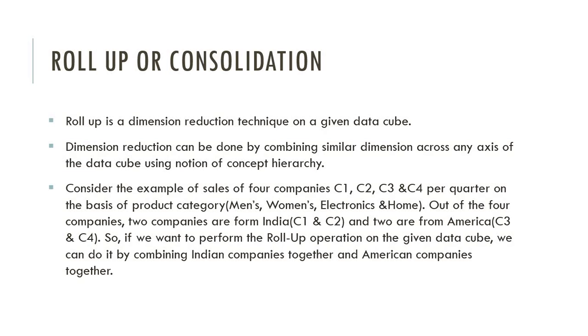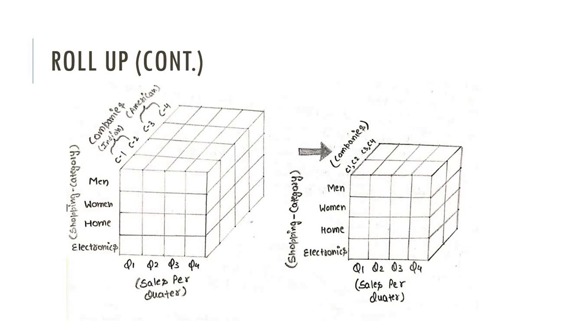Suppose we have data of one sales company. There are 4 companies C1, C2, C3 and C4. Data is quarter wise. It has a product category of men's, women's, electronics and home. Out of 4 companies, 2 companies C1 and C2 are Indian companies and C3 and C4 are American companies. So if we want to perform the roll-up operation on the given data cube, we can do it by combining the Indian companies together and American companies together. So let's understand with the figure.